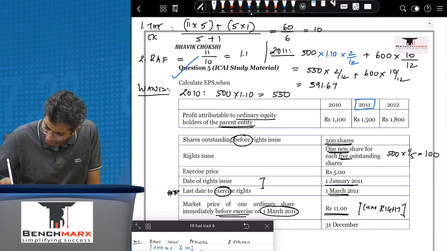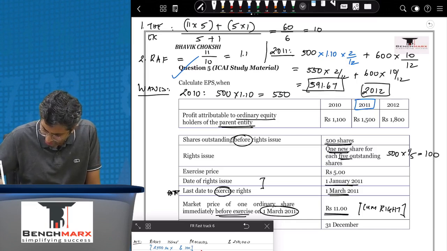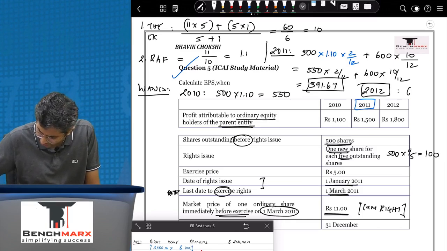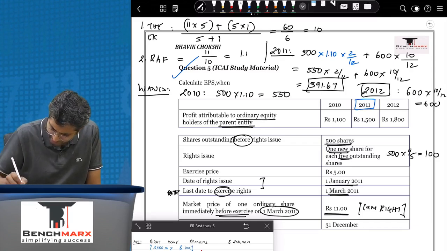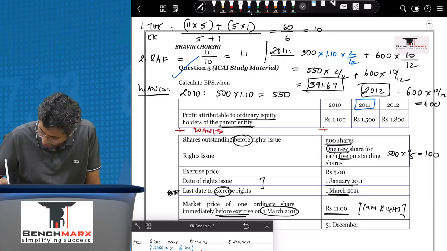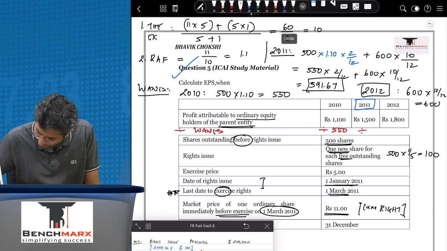And 2012 is after the rights issue, and hence you will not multiply by the RAF; the entire 600 shares into 12 by 12. So this will be 600. So basically, if you want to find the basic EPS, you will divide earnings by the weighted average number of equity shares, which will be 550, 591.67, and 600.